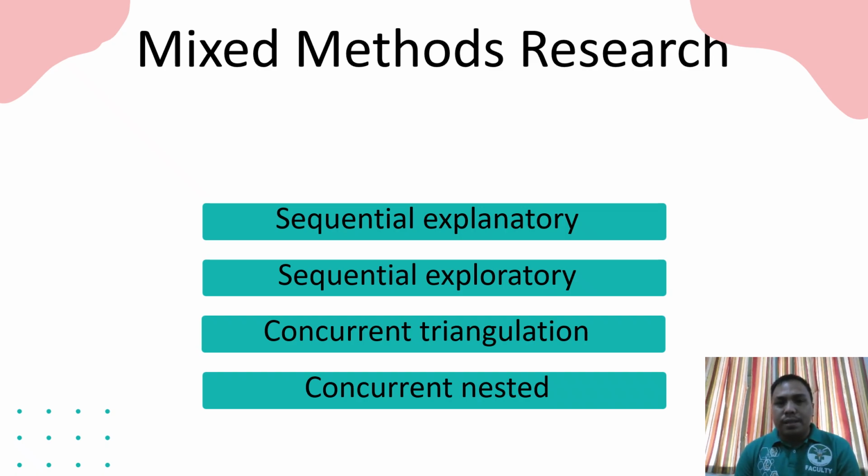And then concurrent nested design. This involves collecting both qualitative and quantitative data simultaneously, but one method, either qualitative or quantitative, is given more emphasis. The less dominant method supports or provides additional insight into the main approach. Together, these mixed method designs allow researchers to draw from the strengths of both quantitative precision and qualitative depth, leading to a more holistic understanding of complex research questions.